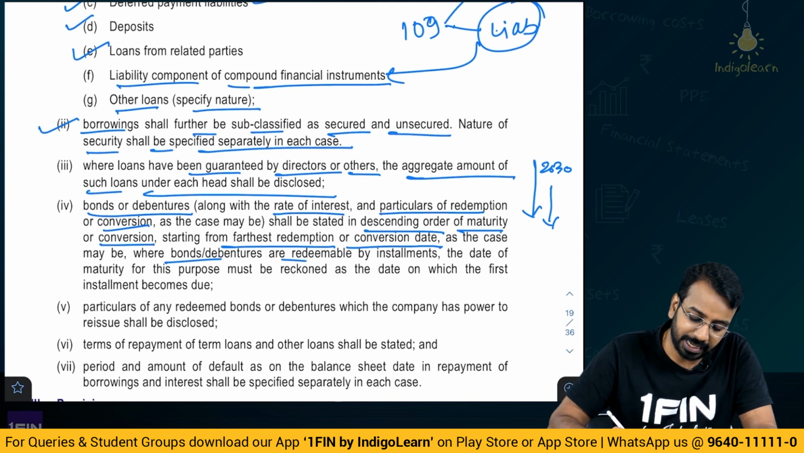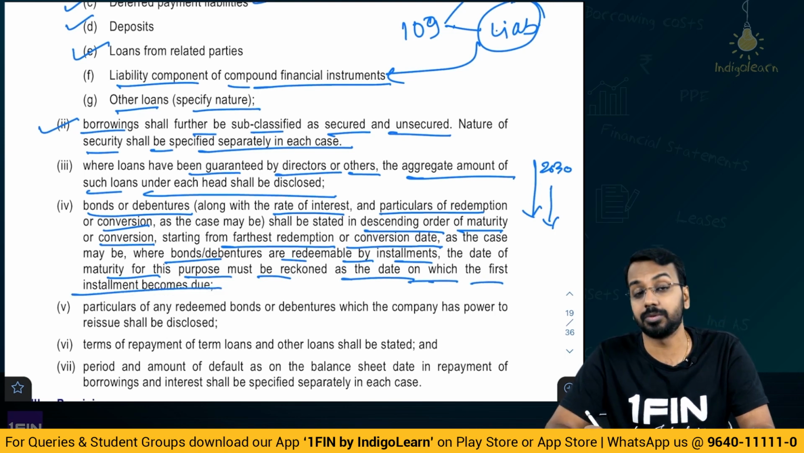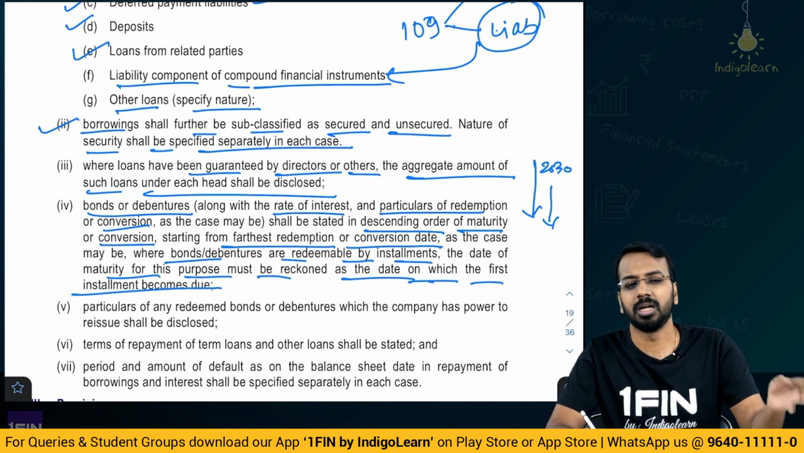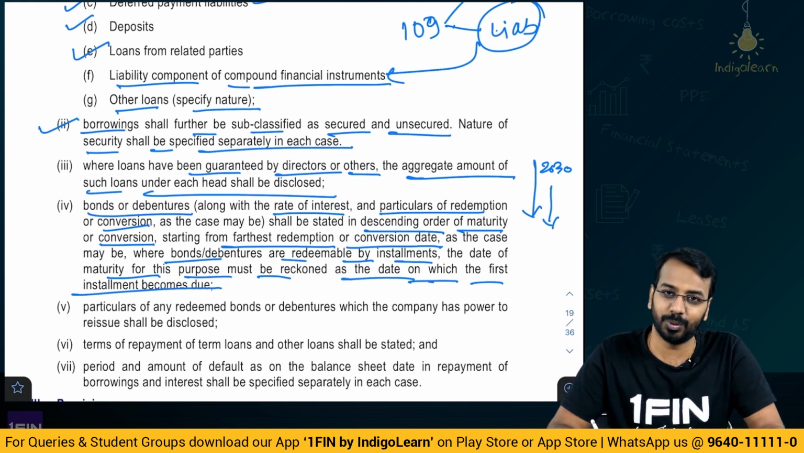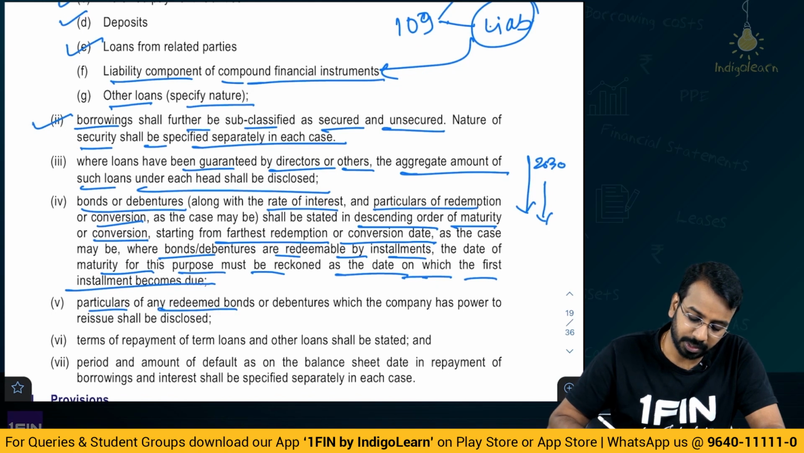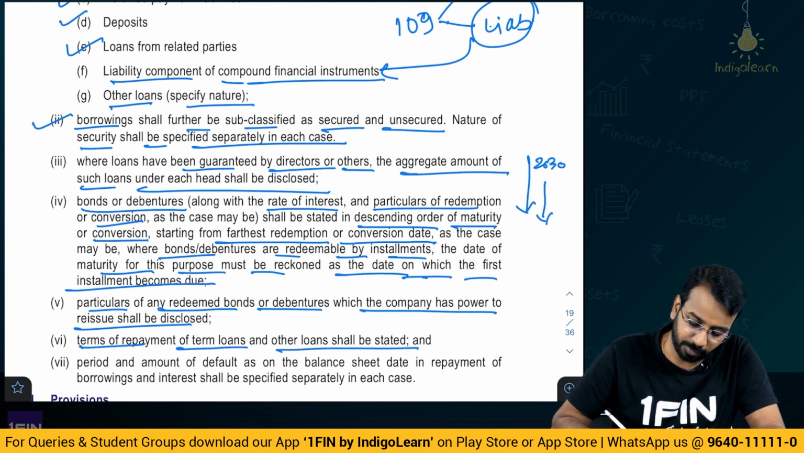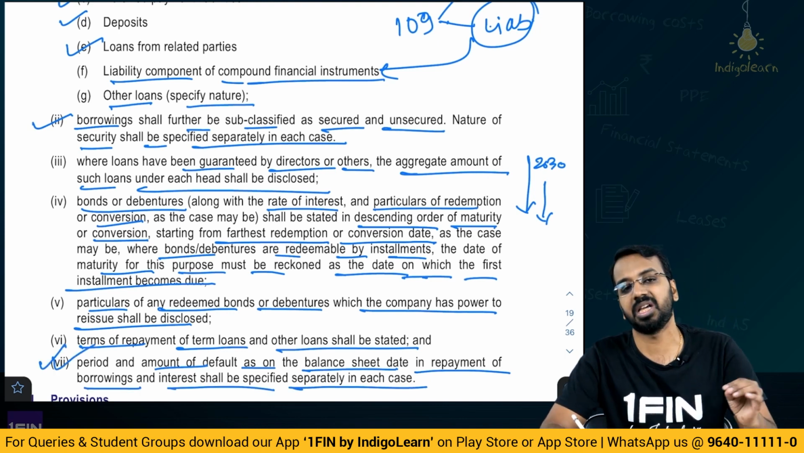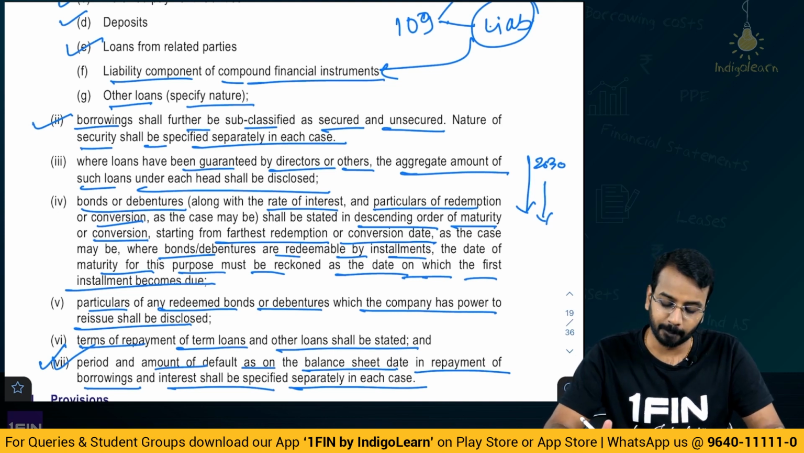Where bonds and debentures are redeemable by installments, the date of maturity for the purpose must be reckoned as the date on which the first installment becomes due. So if there are installment redemptions, if let's say one bond will be redeemed in installments, the first installment should be considered as the due date. Particulars of any redeemed bonds or debentures which the company has power to reissue shall be disclosed. Terms of payment of term loans and other loans shall be stated. Period and amount of default as on the balance sheet date in repayment of borrowings and interest shall be specified separately. So if there is any default, that you will have to specify separately, right?